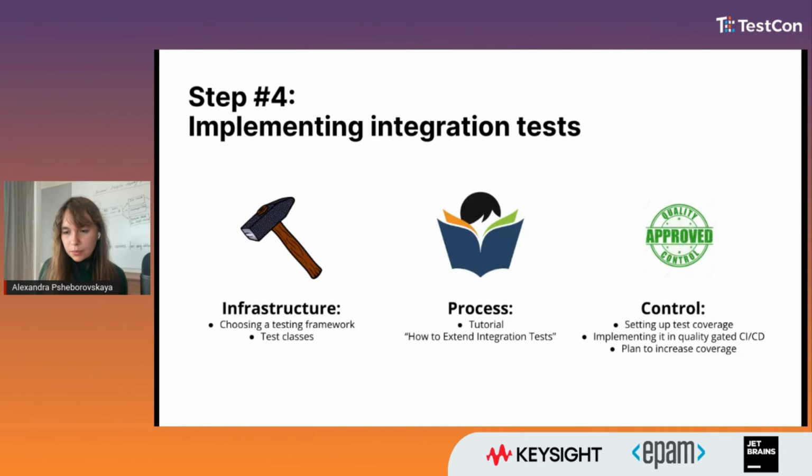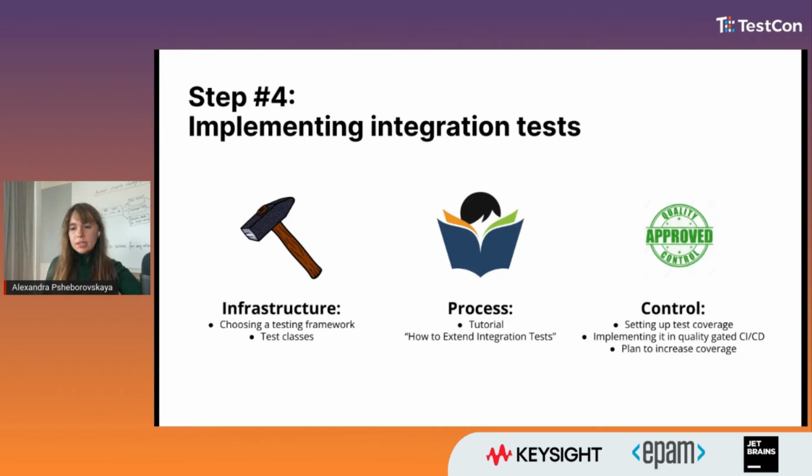Yeah, and we proceed with step number 4. After choosing a test automation strategy, it's time to focus on implementing integration tests. This stage can be broken down into 3 steps. The first step is choosing a testing framework. And I think everything is quite simple here. We need to choose the most popular tools for the desired programming language and just implement the infrastructure.